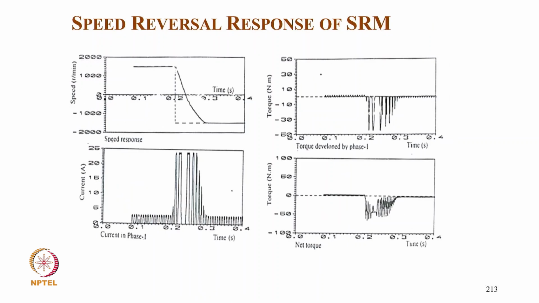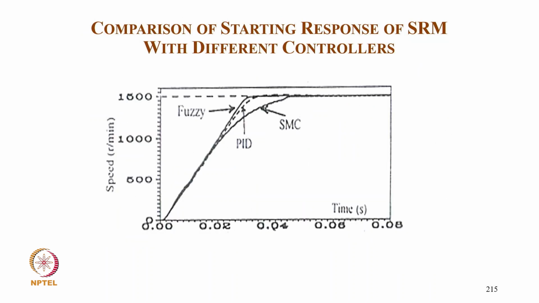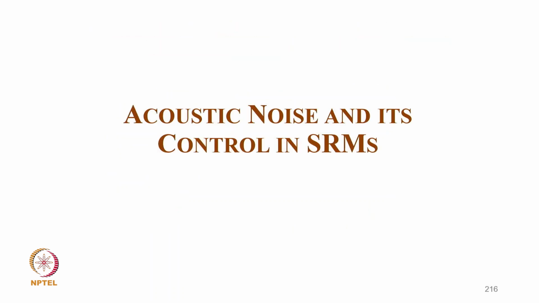These are the reversal results. During reversal, this is how the torque and the current waveforms look, and how the low speed starting takes place, the starting torque, then the current and the net torque, and then the comparison of controllers, with fuzzy logic during starting, PID and sliding mode.